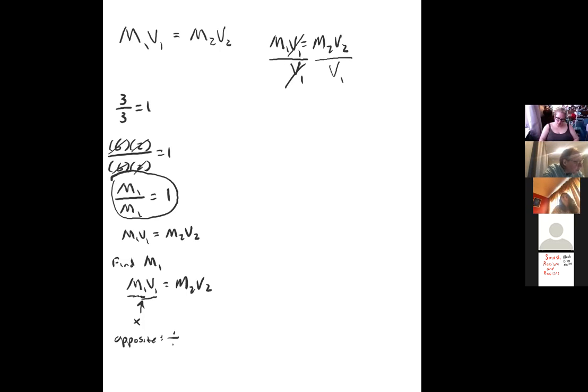So now M1 times V1 over V1 is just M1. And that's going to be equal to M2 V2 over V1. And that should work for any permutation of this equation, right? Any of those that you want to find, you can use that approach. Just divide by the one that it's next to, and that will eliminate it from that side and put it over to the other side, right?